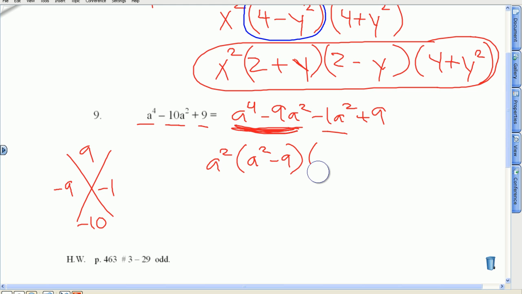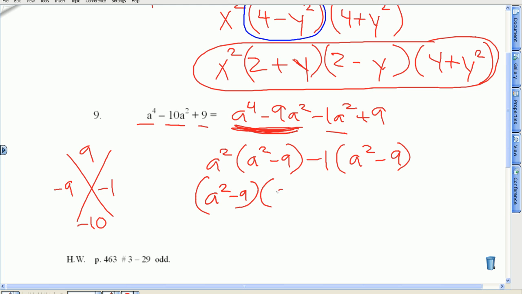Over here, we want to change the sign, so we want to have a negative 1 in front of the 9 here. So we're going to take negative 1 out of this, which will leave us a squared minus 9 as well. So we have a squared minus 9 times a squared minus 1, and do we have any difference of 2 squares? You can take the square root of a squared, you can take the square root of 9, and you can take the square root of 1. So both of these can be factored again.